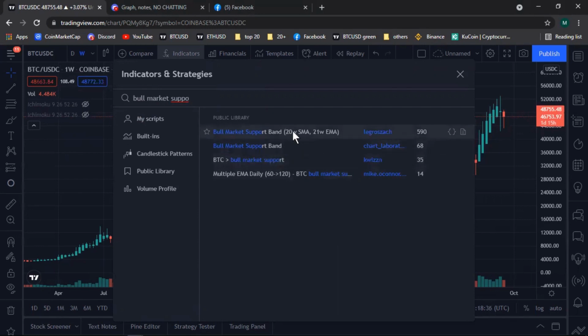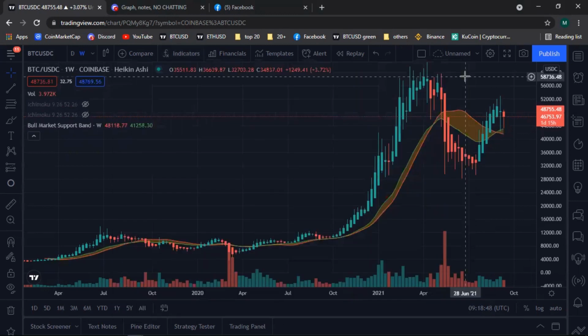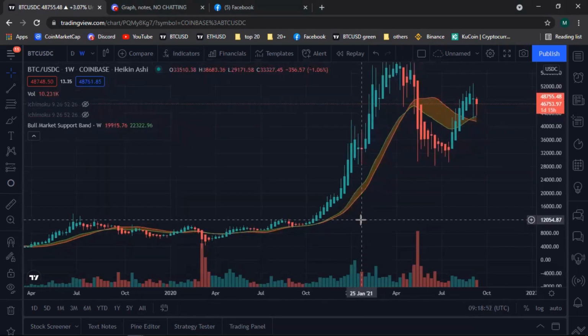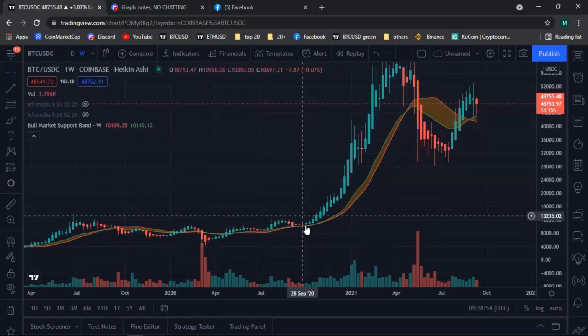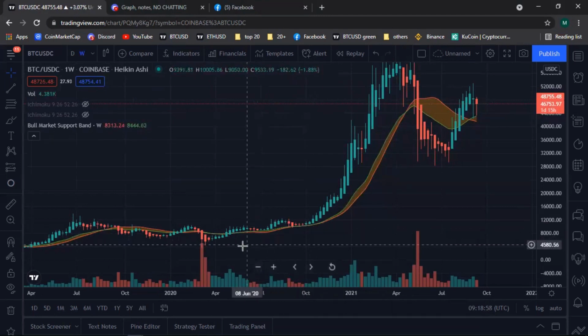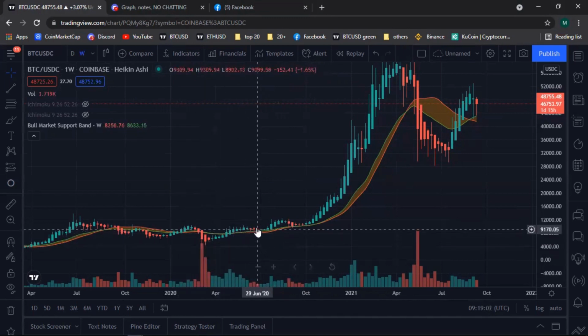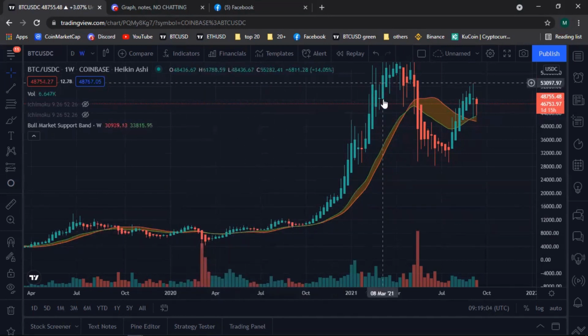Now here are 4 different support bands that 4 different people put up for all of us to use. It's the 20-week SMA and the 21-week EMA. Don't worry about that. That is not what the bull market support band is about. We can talk about that another day. Now I click on that, and this is our support band, okay? So this was the start of the bull market most recently. Now to start the bull market, we had to do a couple of things. Go over the support, bounce, and go up.